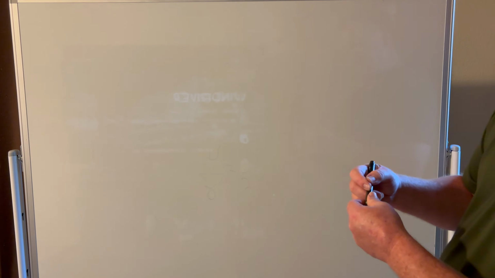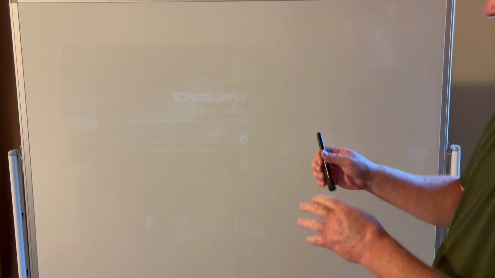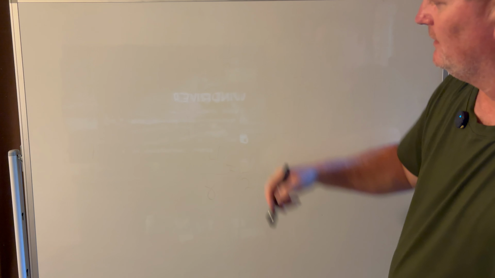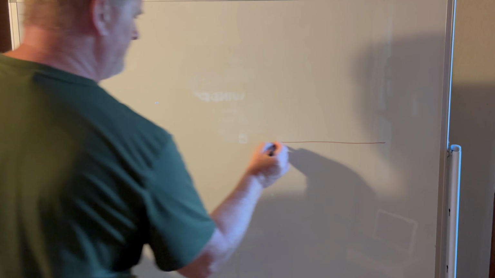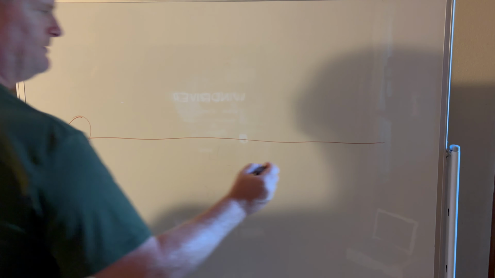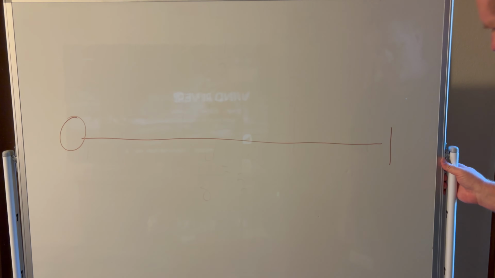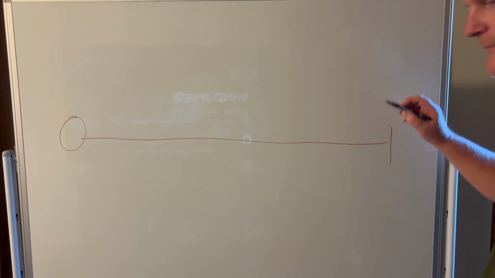All right, let's try brown. See if brown will show up better. Okay, so let's put our line back up here. We'll have 0 here, and we'll have 1 over here. All right. We're going to put 1 over 1.